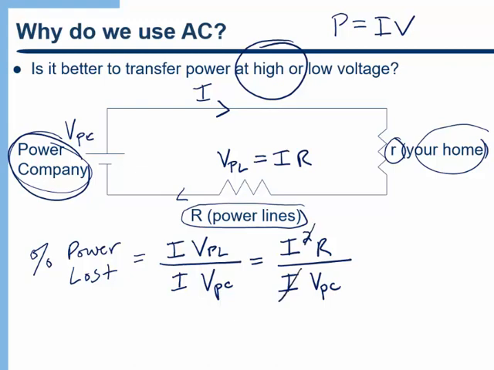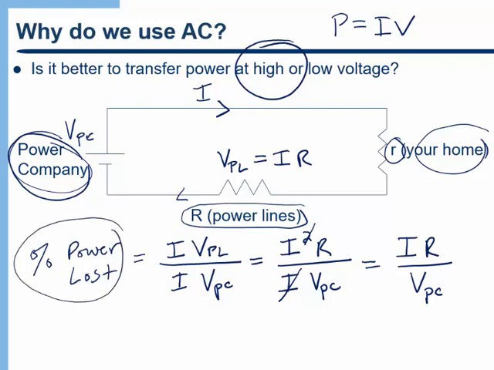That I cancels with one of the I's in I squared, and you'll notice that the percent power lost is directly proportional to the current that we're passing through our grid and the resistance of the grid, and it's inversely proportional to the voltage that the power company puts out. So you'll notice if we want to lose a smaller percentage of the power, we want to minimize the current. Obviously, we want to minimize the resistance of the transmission lines, but there's only so much you can do for that. And we want to maximize the voltage put out by the power company. Okay, so we want to transfer at high voltage.